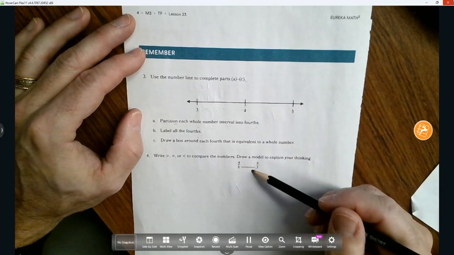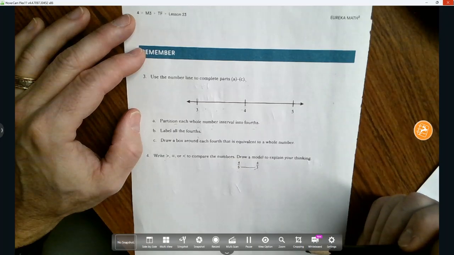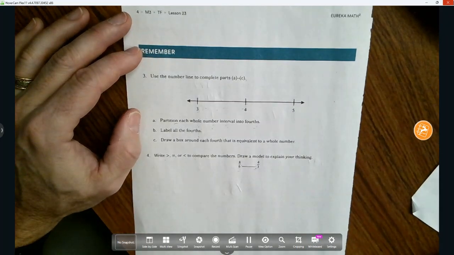Remember, if you have the same number on the top and the bottom, that equals one whole. All right, and then down here, it says excuse me, I had to clear my nose.